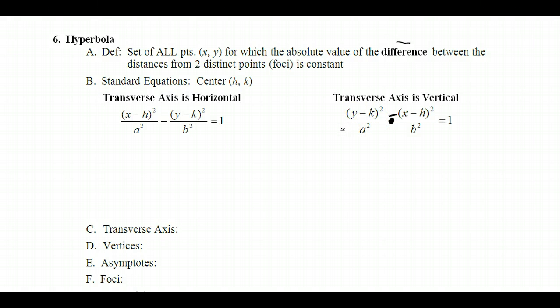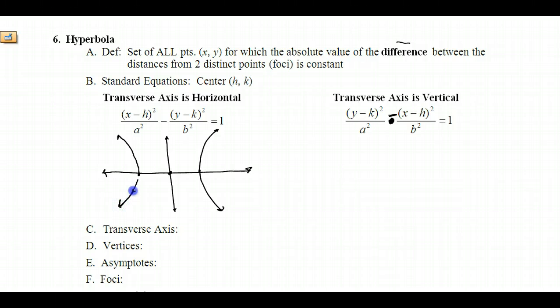So if we look at a transverse axis that is horizontal, I'm going to draw the center at the origin. So there's my center. If x comes first, I know that the two branches of the hyperbola are going to intersect the x-axis. I'll try to make them evenly spaced here. So because x is first, this is what it's going to look like.